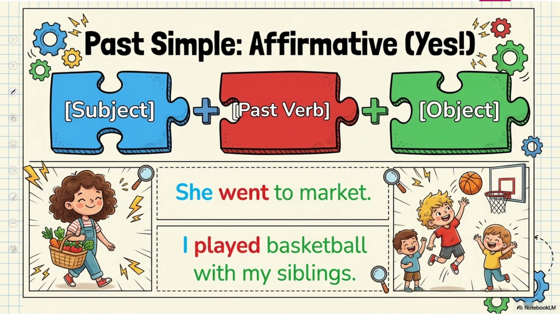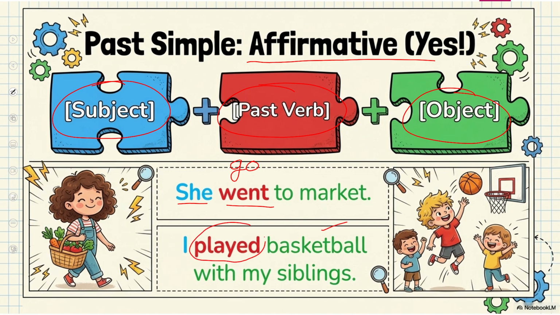Here we have formula for affirmative case: subject plus past verb plus object. For example, she went to the market. Here the word went is second form or past verb of go. I played basketball with my sibling. Again, you can see that we use past verb here.